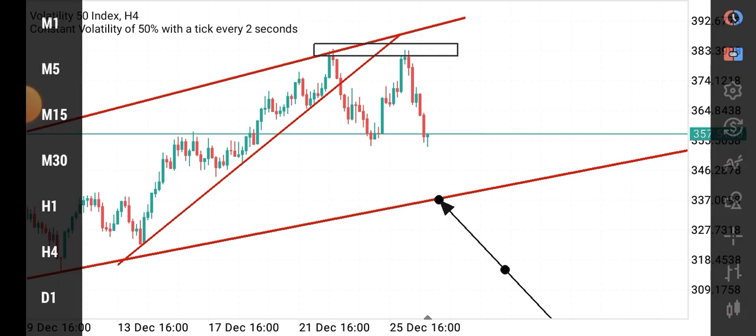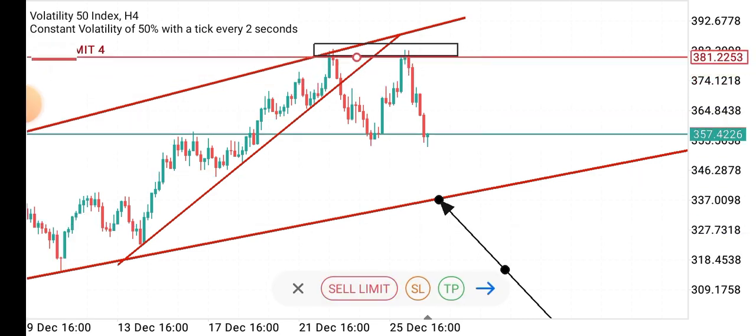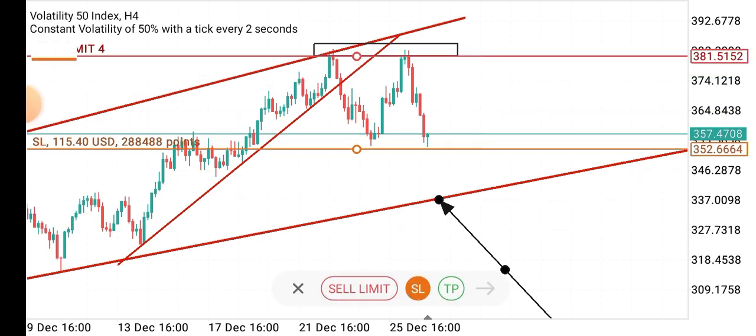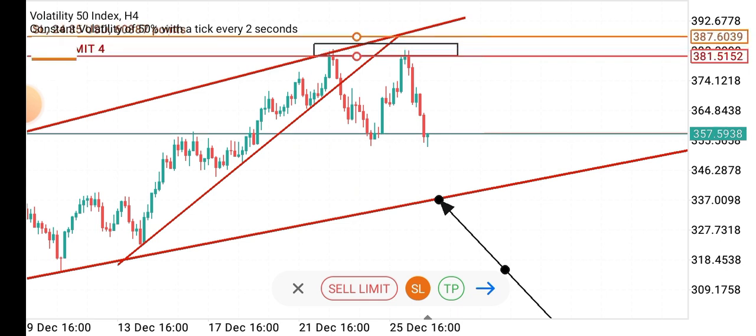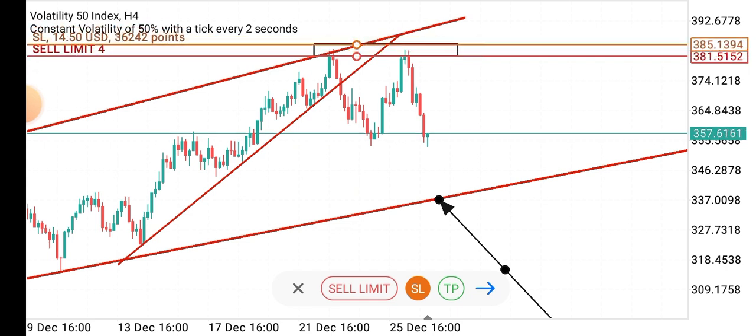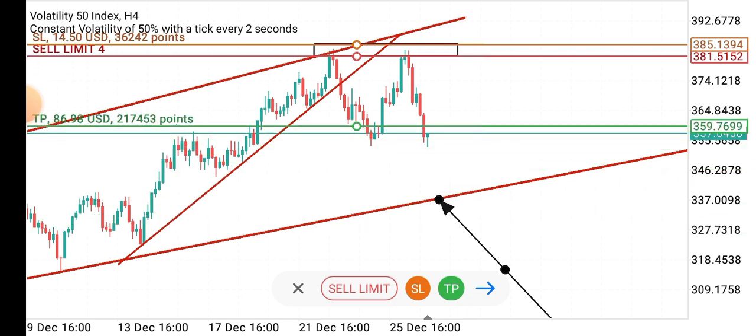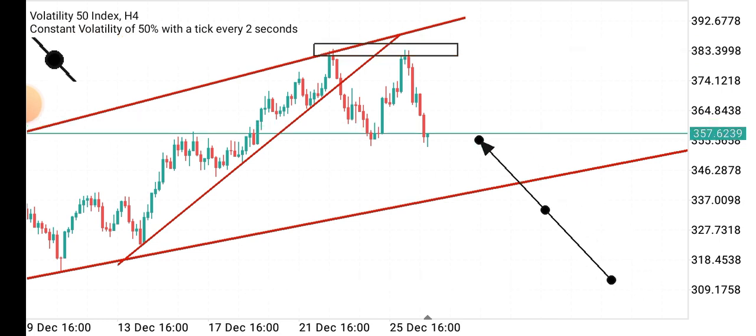Then imagine I entered this trade at this point. Let's say I entered the trade at this point. My stop loss would be about $10, but my take profit would be very far down here at this point, about $86 with the minimum lot size. Now the reason why my profit would have been here is because I noticed how they moved the market here.